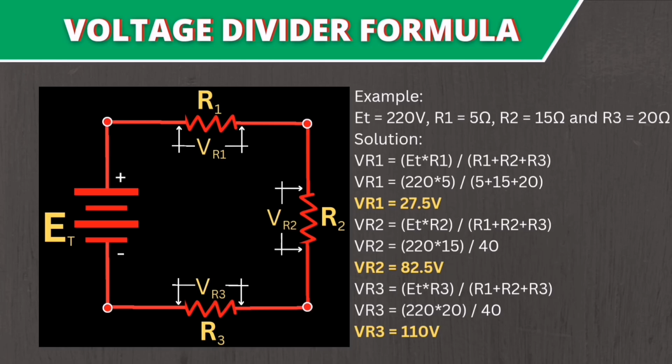Guys, to make sure that your answers are correct, you just have to add all the voltage drops and it should be equal to the voltage source. E sub t is equal to VR1 plus VR2 plus VR3, which is equal to 27.5 plus 82.5 plus 110. That will result in 220 volts.